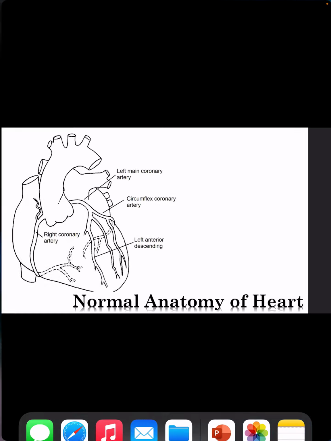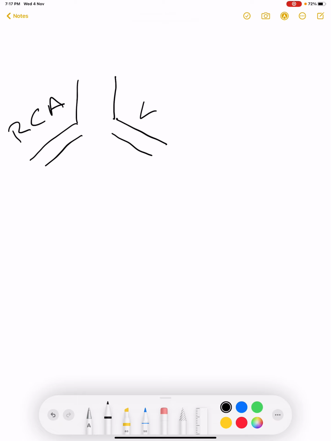Okay, so let me take you to the whiteboard which I have over here. I will draw the coronary circulation, and we know that coronary circulation starts from the aorta. This is the aorta, which is originating from the left ventricle. Just at the origin of the aorta, we have two main branches. One on the right side is the right coronary artery, on the left side is the left coronary artery. The left coronary artery is also known as the left main coronary artery.